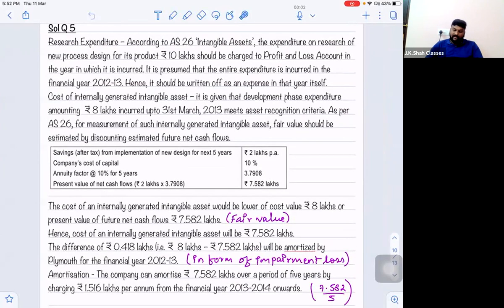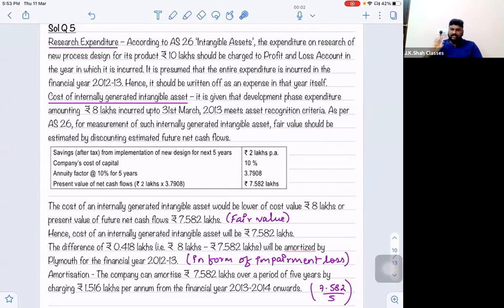Question number 5. First, we will write about the research expenditure, and then we will talk about the development expense, which is called cost of internally generated asset. So for research, what they say: according to AS26, the expenditure on research of new process design for its product, rupees 10 lakhs, should be charged to P&L account in the year in which it is incurred. It is presumed that the entire expenditure is incurred in the financial year 12-13 only. Hence, it should be written off as an expense in that year itself.